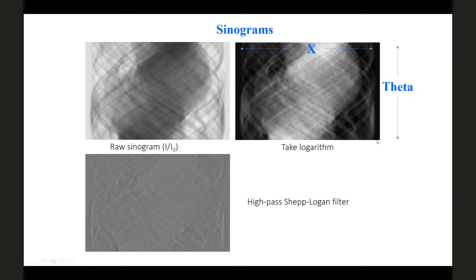It's called a sinogram because any point on the sample will describe a sine wave in this view. And then you pass that sinogram through a high pass filter. There are different filters that people use, Shepp-Logan filter, Ram-Lak filter, but they're all high pass filters.